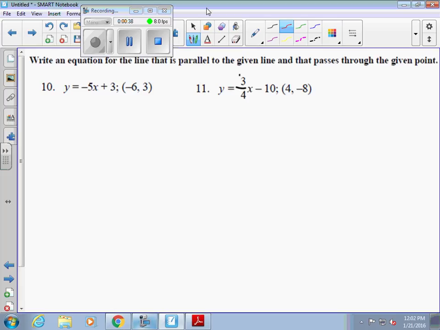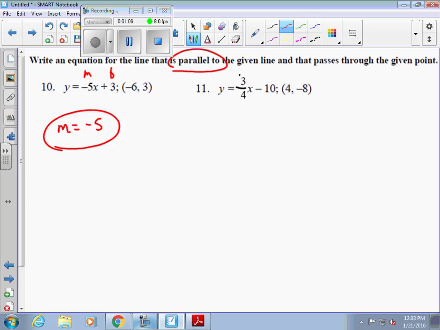Notice it doesn't tell you which form of an equation to put it in. When you're doing a multiple choice test, you may have to pick one version over the other. But in this case, since it doesn't tell us, we're going to do it in the easiest version possible. What we know about parallel lines is they have the same slope. So y equals mx plus b, you know what the slope of this equation is. It's -5. So since they have the same slope, our equation for our parallel line will have -5 as its slope.